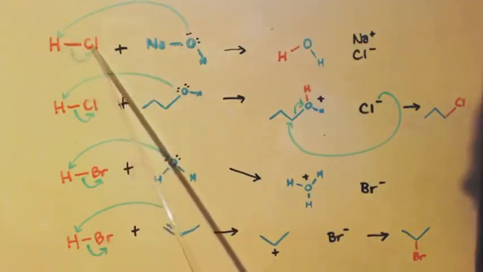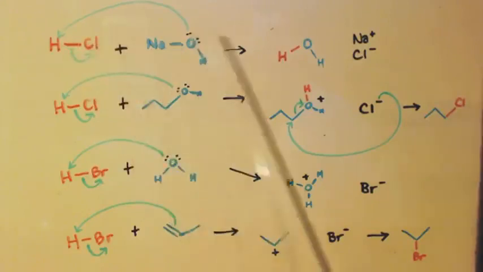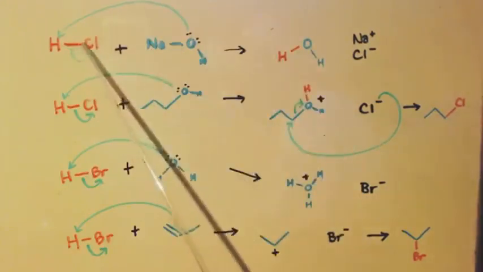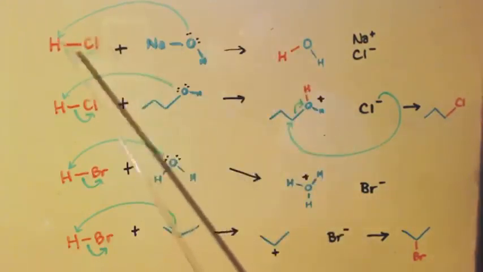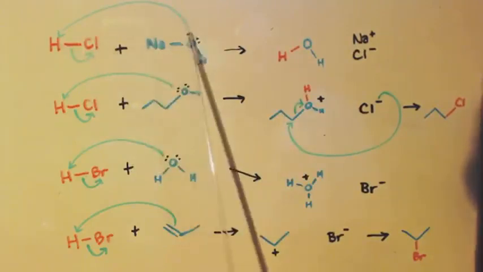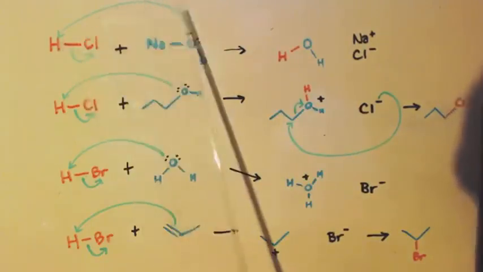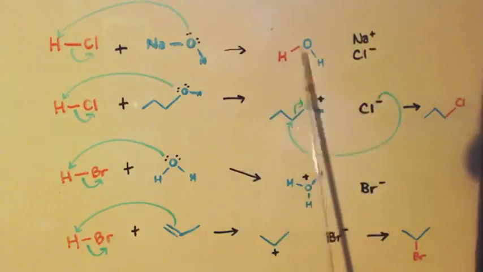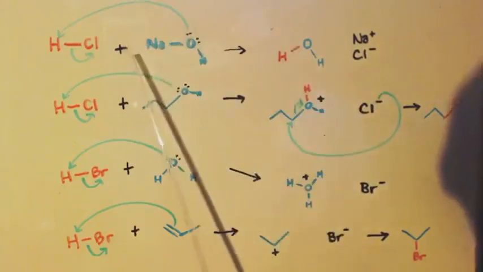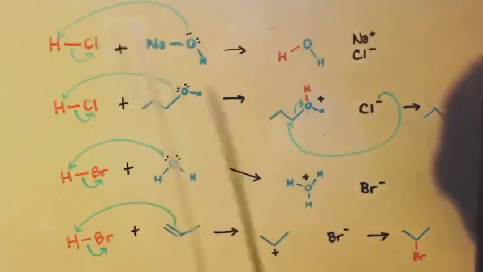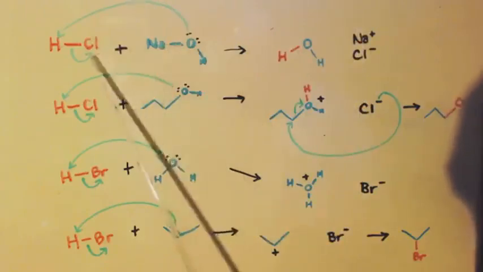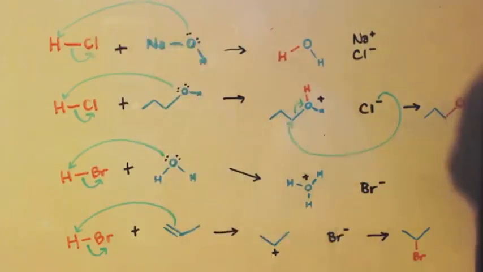These electrons jump over to here, and what do you end up with? You end up with a negative chlorine, right? Now, if these electrons grab this hydrogen, you end up with water. Then sodium comes off as positive, and your chloride is your negative. But what did you do? You protonated that.